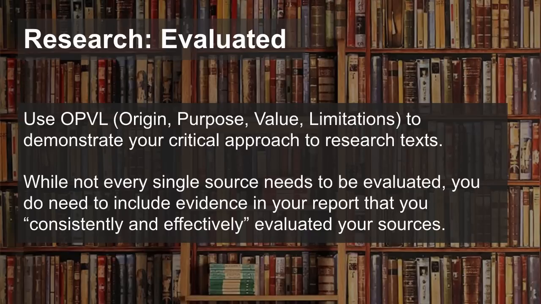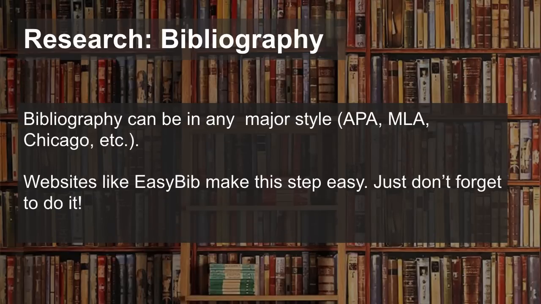That's evaluating your sources. Finally, I think a simple one that we can just mention is you want to make sure you have a complete bibliography. The IB doesn't care what style it's in, as long as it's consistent. So that can be APA, MLA, Chicago, whatever you're used to from classes where you're making bibliographies. And the nice thing is there are lots of websites like EasyBib that make this step very easy. So it's one of those things, just don't forget to do it. It's a silly way to lose marks just because you've forgotten to have your bibliography. So please make sure you include that.